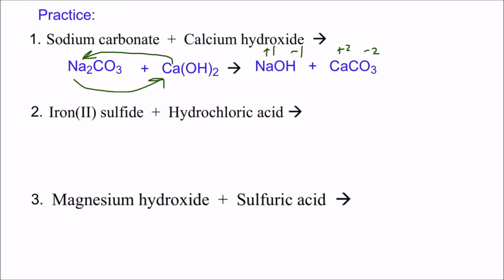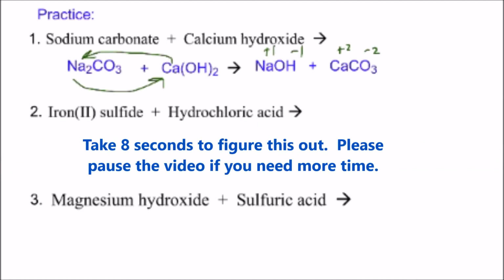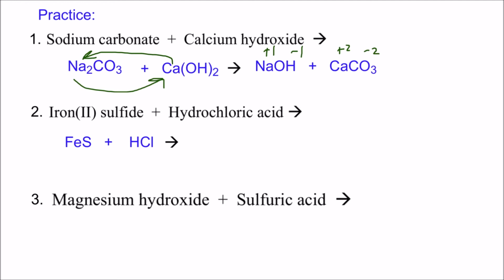Take a second and see if you can come up with the correct formula for iron 2 sulfide and hydrochloric acid. Okay, so here's what we come up with, and I hope that you got the same thing. We have the +2 version of iron, okay? We know that sulfur is a -2, so when they crisscross, the 2's cancel and we get this. And then we have hydrochloric acid, so that's binary HCl. We know hydrogen's +1, chlorine's -1, so that's the formula we come up with.